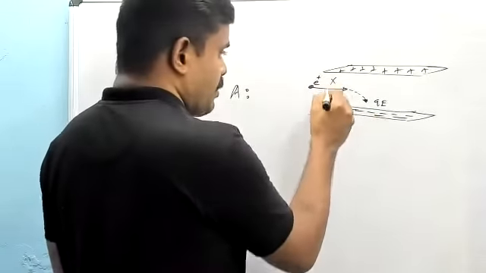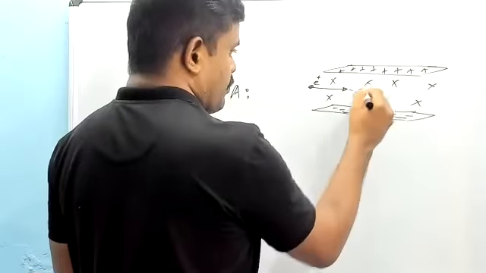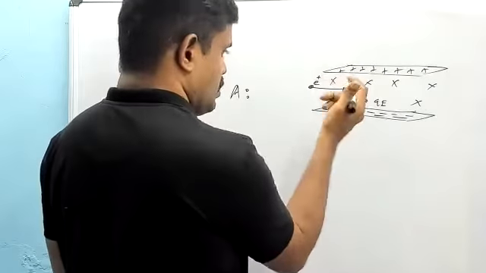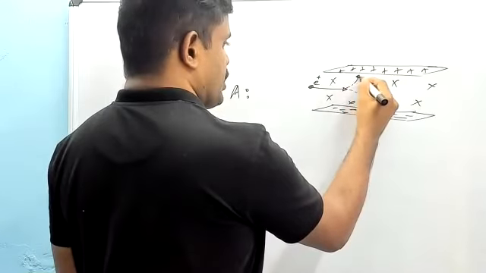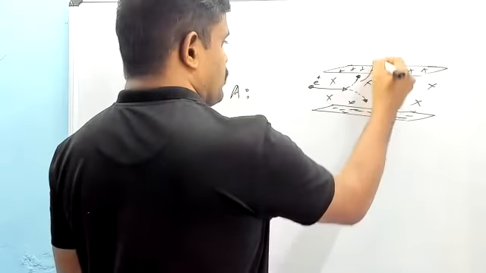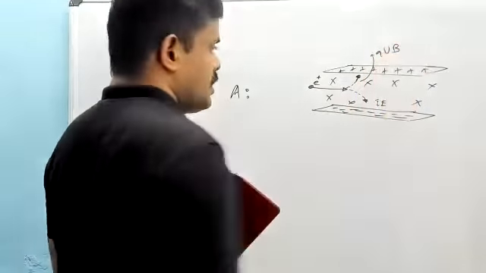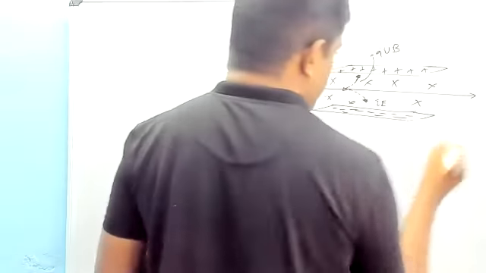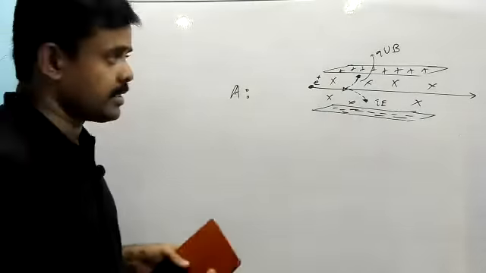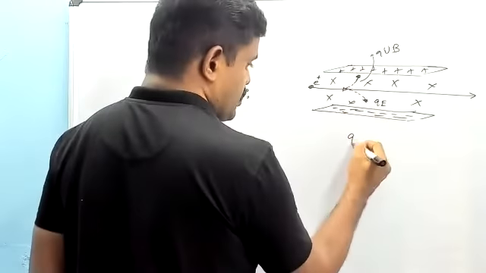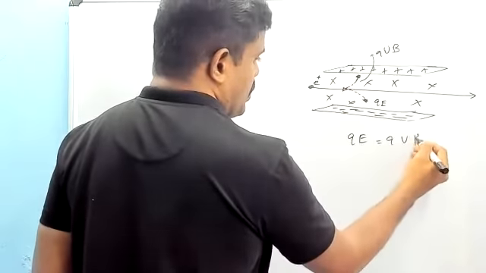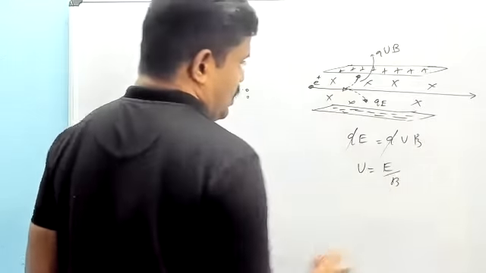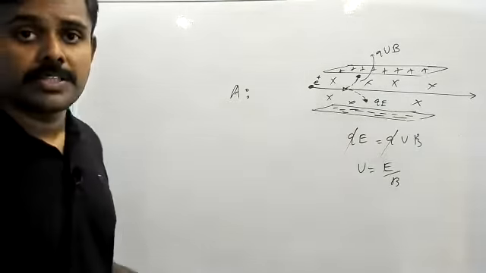At the same time, if I apply a magnetic field, the proton will experience a force in the upward direction. That force is called qvB, the Lorentz force. If these two forces balance each other, the particle will go in a straight line. This is called a velocity selector. The condition for a velocity selector is qE equal to qvB, or q and q cancel, so v equals E by B. Hope you remember this. This is the concept of velocity selector.